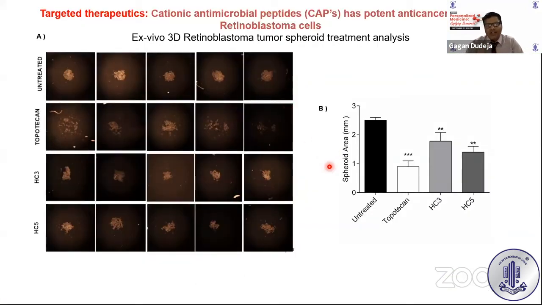And we devised an experiment to check for that. If you see here, these are the untreated retinoblastoma spheroids. These are spheres, and these are retinoblastoma tumor. With topotecan, again, they are all nuked. They are all disrupted, gone, everything gone. But here we are seeing again with HC3 and HC5, these two prototype peptide molecules, the tumor is slowly shrinking in size.